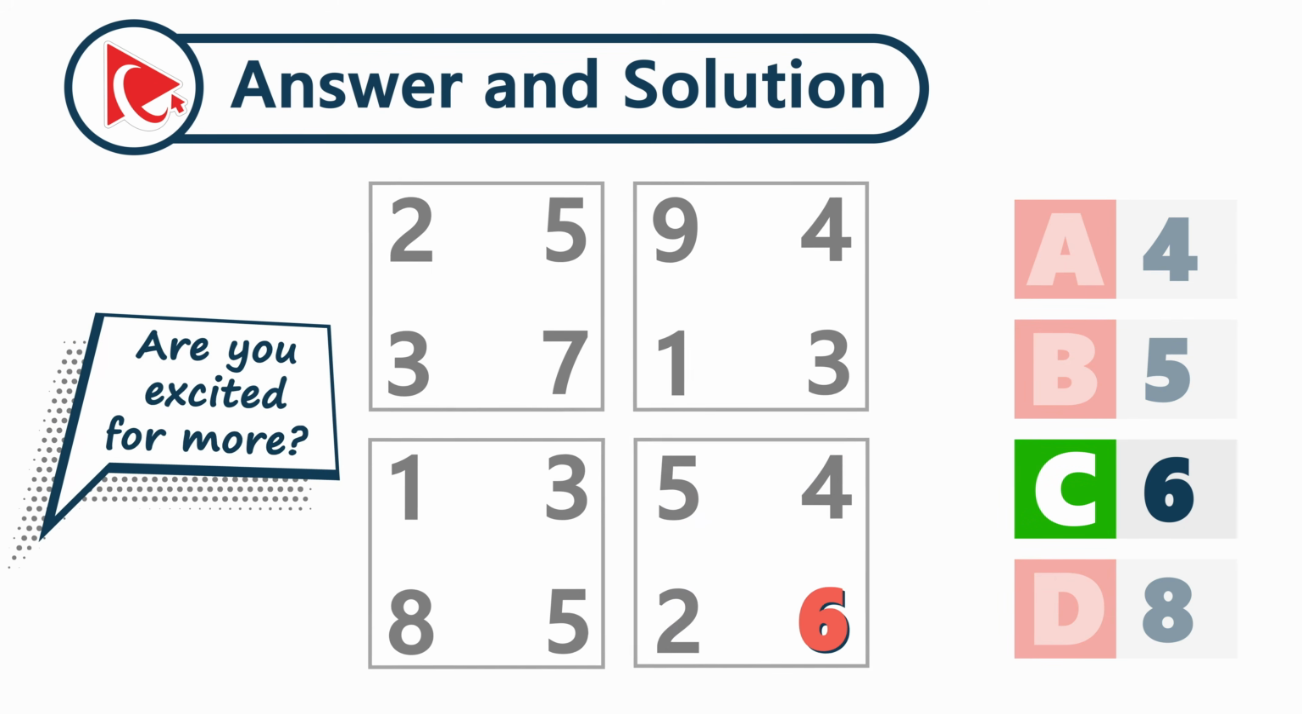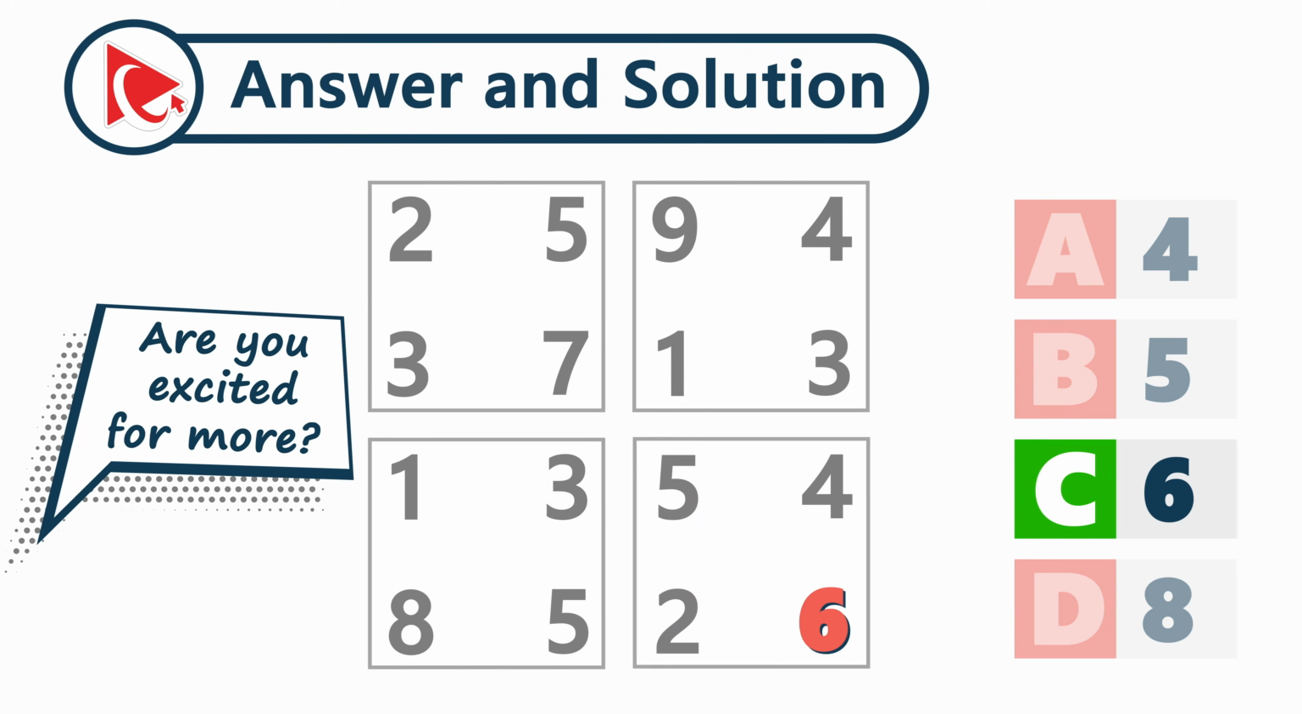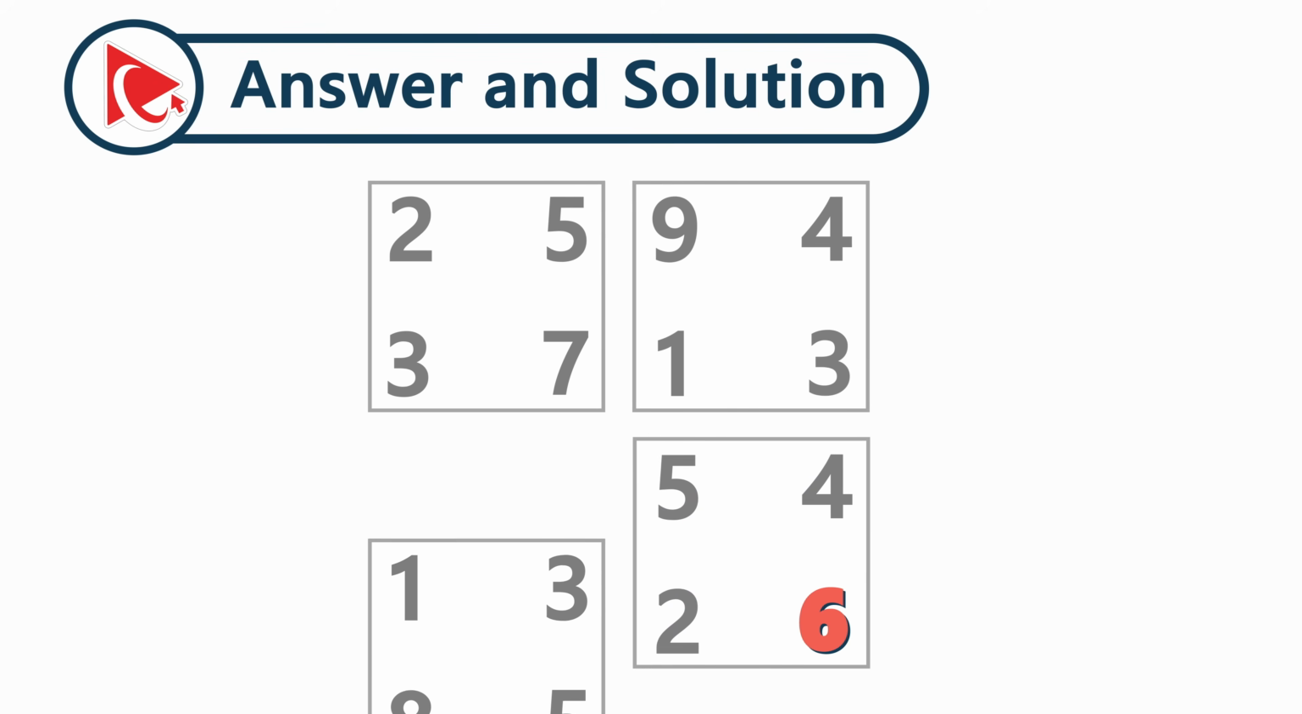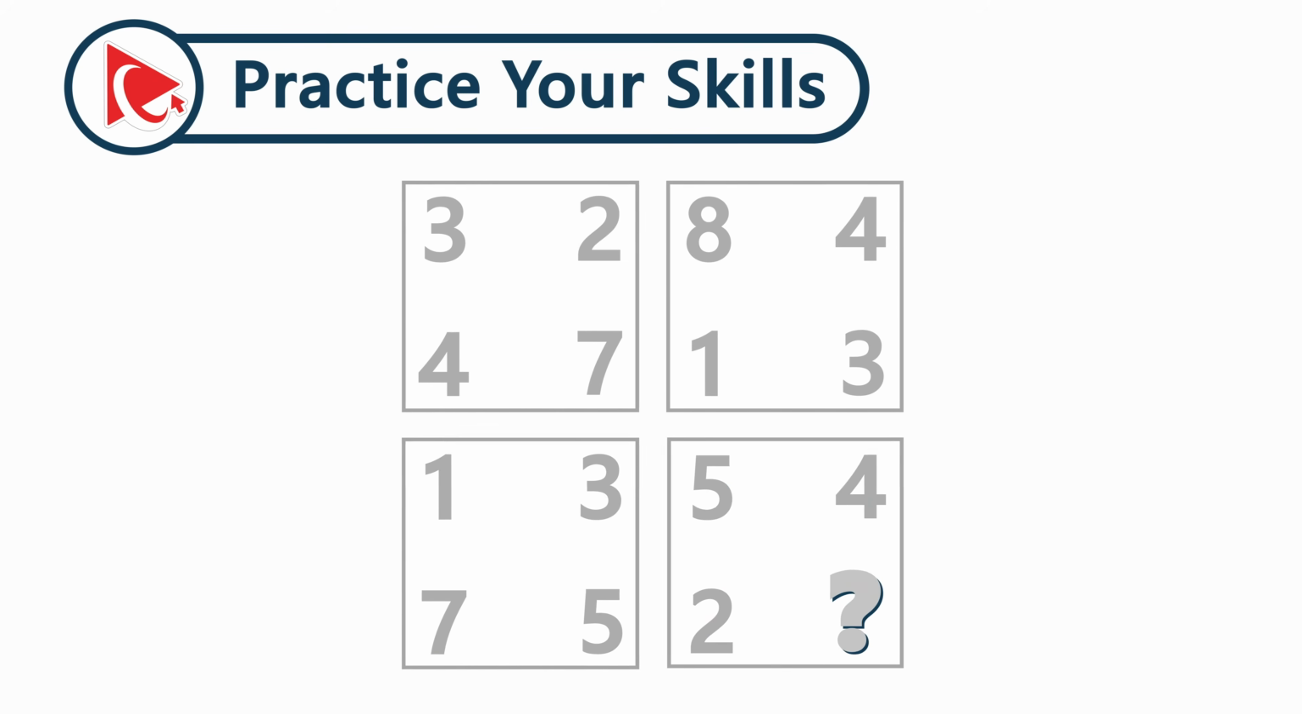Are you excited for more? Especially now, when you know how to solve these types of problems. Try this question to see how you would do. You're presented with 4 magic squares. First square has numbers 4, 3, 2, and 7. Second square has numbers 1, 8, 4, and 3. Third square has numbers 7, 1, 3, and 5. And then the fourth square has numbers 2, 5, and 4, and then the fourth number is missing.